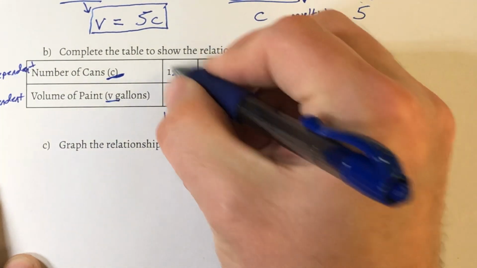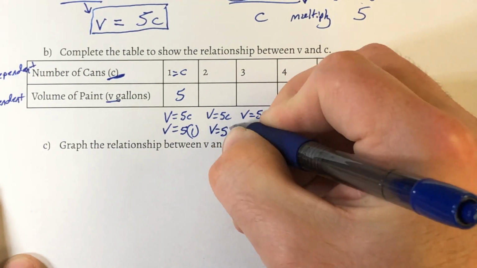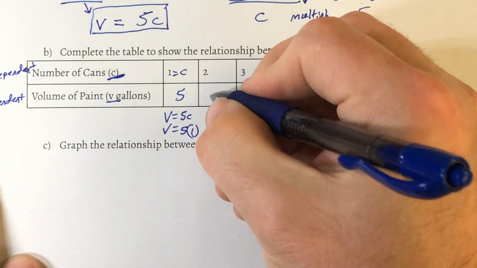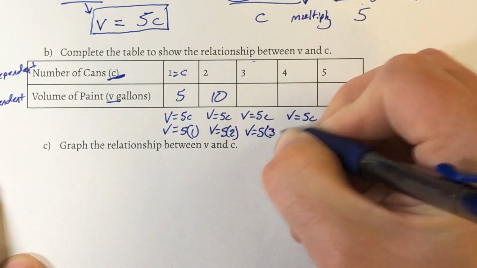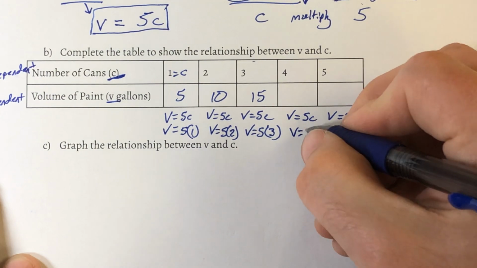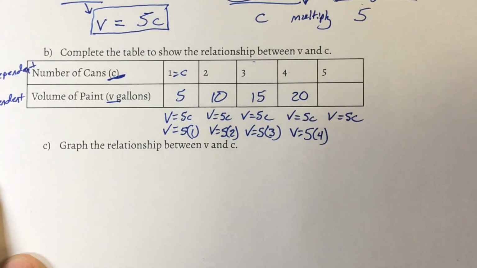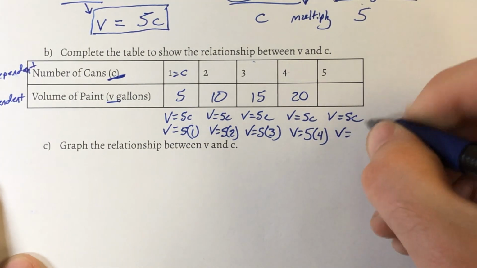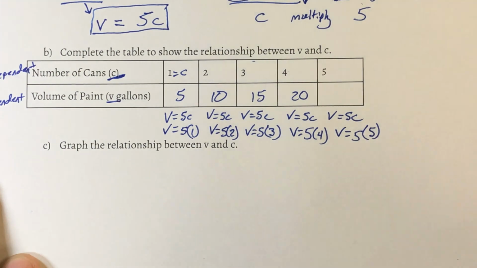So 5 times 1, it's going to be 5 gallons of paint. V equals 5 times 2. That's going to be 10 gallons of paint. V equals 5 times 3, 15 gallons of paint. V, or volume, equals 5 times 4. So 20 gallons of paint. And last, V equals 5 times 5 cans. So 25 gallons of paint.